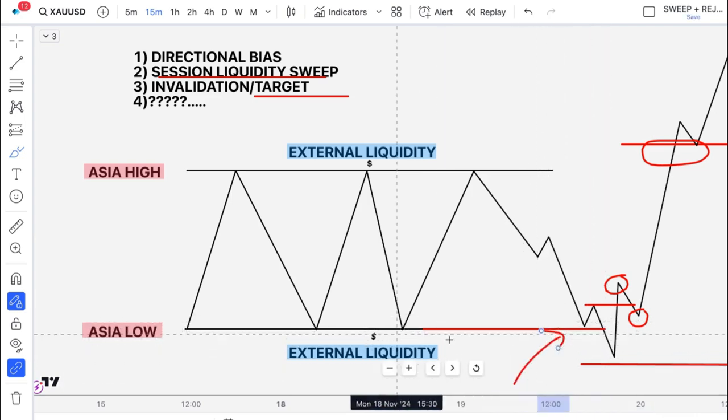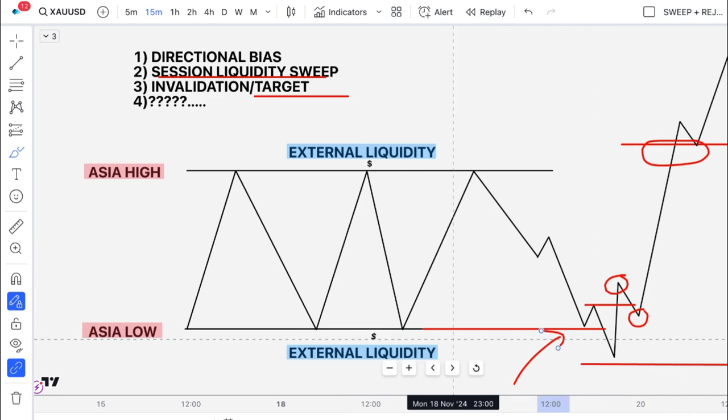We're manipulating a lot of traders out of this market, and you often get powerful moves that follow this exact liquidity sweep. So this is the exact strategy. Now let's look at some live trade examples.